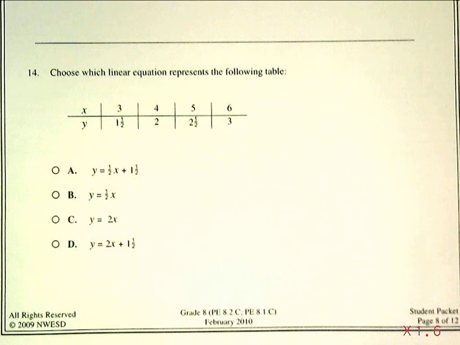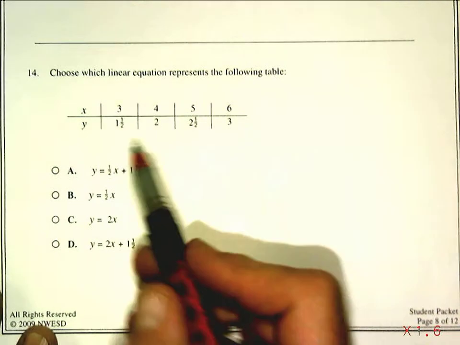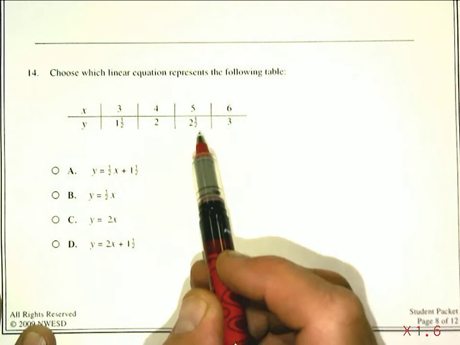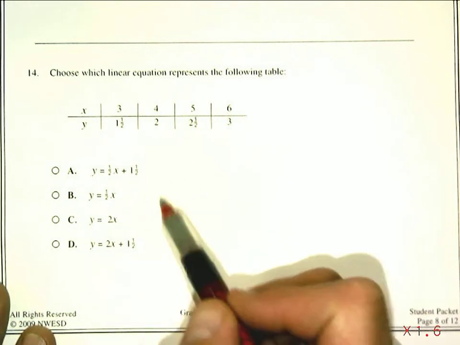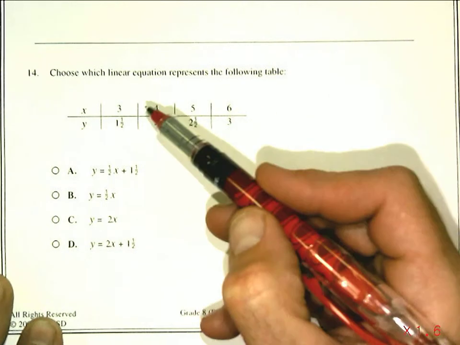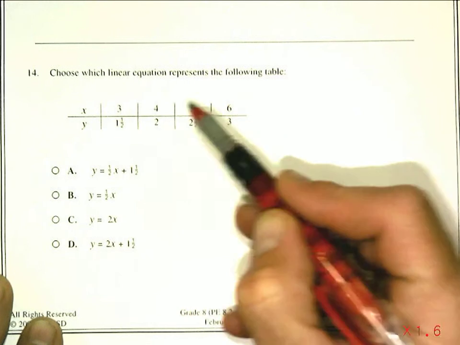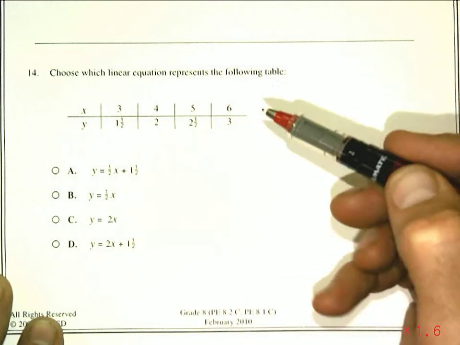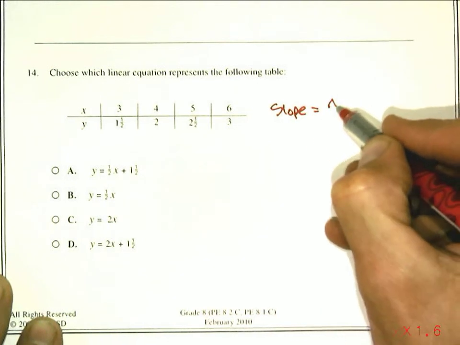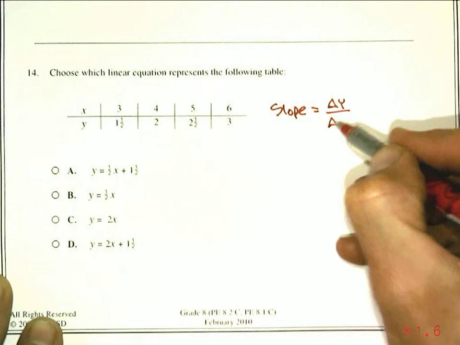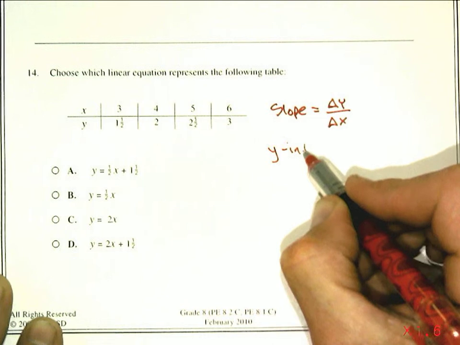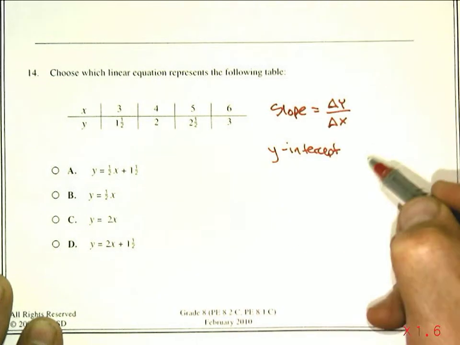In problem 14 of the MSP practice test, we are given a table with some x values and some y values, and we're asked to choose the linear equation that represents it. If you remember, any time you have a table that represents a linear equation, you need two things. You need a slope, which is the change in the y values compared to the change in x, and you need a y-intercept, which is the point at which the graph crosses the y-axis.